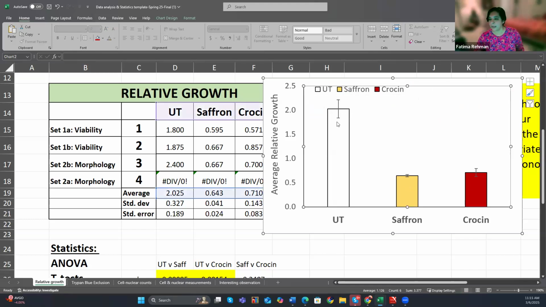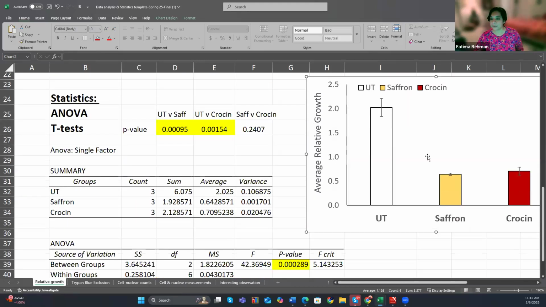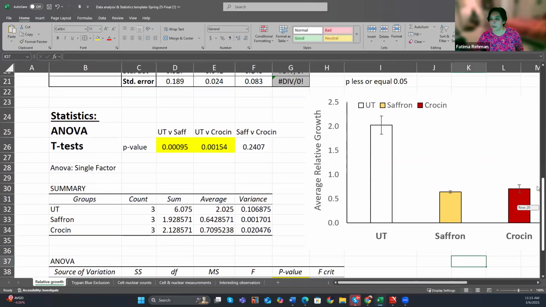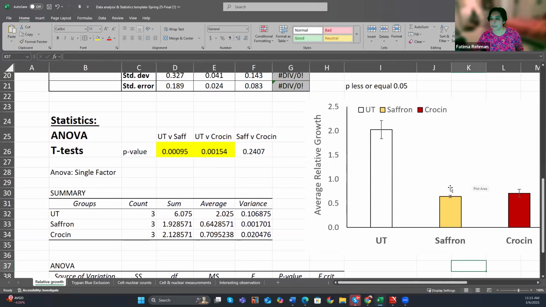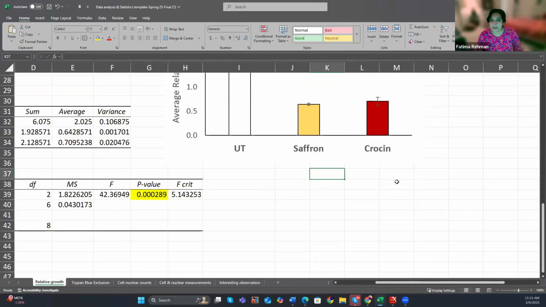Okay. And lastly, you want to put in a little text box with an asterisk to indicate that there was significance compared to untreated control, and that is better done in PowerPoint anyway. The last thing you're going to do is make a text box, and then you're going to copy and paste the text box and this figure into a PowerPoint as well.